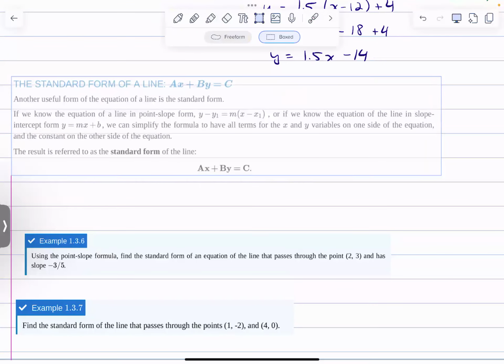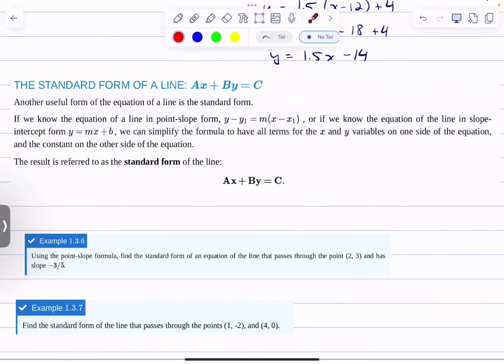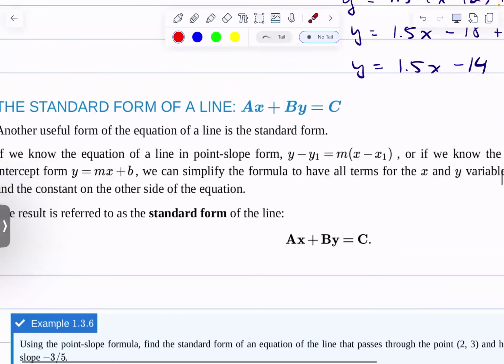As if there weren't enough forms of a line. The standard form of a line has the form ax plus by is equal to c.